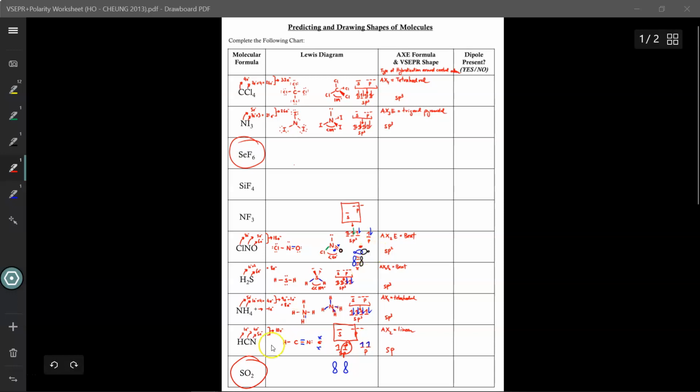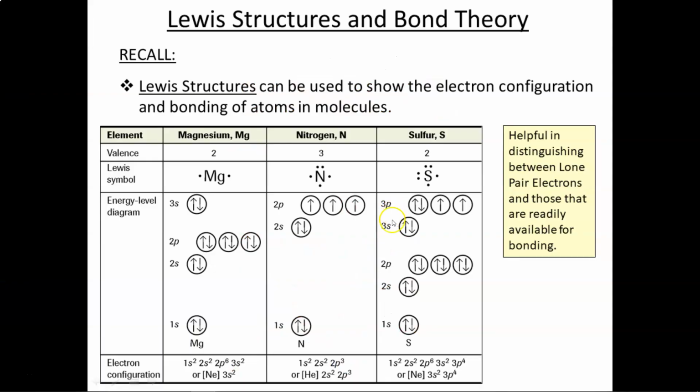Alright, so before we go ahead and talk about SO2 and SF6, the 2 examples I asked you to hold off on, let's introduce the concepts of expanded octet structures and incomplete octet structures. So, if you recall, Lewis structures can be used to show the electron configuration and bonding of atoms in molecules. So if you look at the Lewis structure for magnesium, nitrogen, and sulfur, we can see how many valence electrons are in each. If we look at the energy diagram, we can see, oh look, 2 valence electrons. Well, there's the 2 valence electrons in the electron energy diagram.